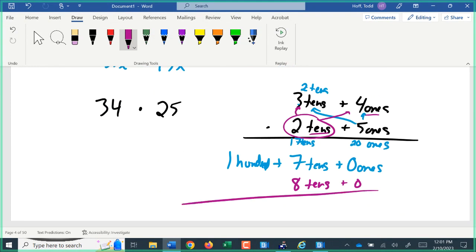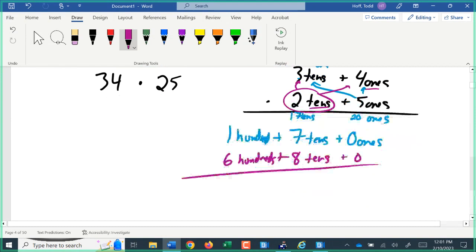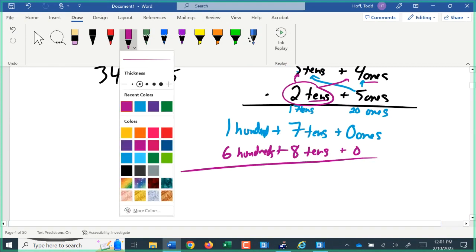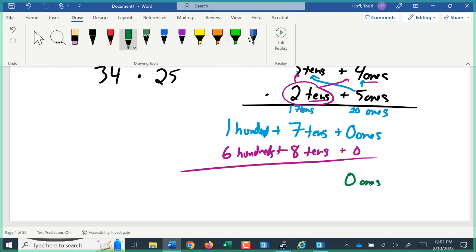2 tens times 3 tens, 2 times 3 is 6. Tens times tens is hundreds. And now we go ahead and add. 0 and 0 is 0 ones. 7 and 8 is 15, so 5 tens. Carry another 100. 1, 1, and 6 is 8 hundreds. So that gives us 850 as that result.